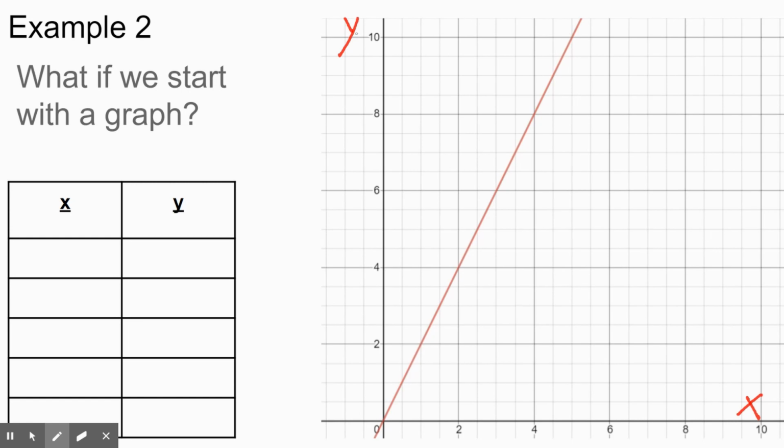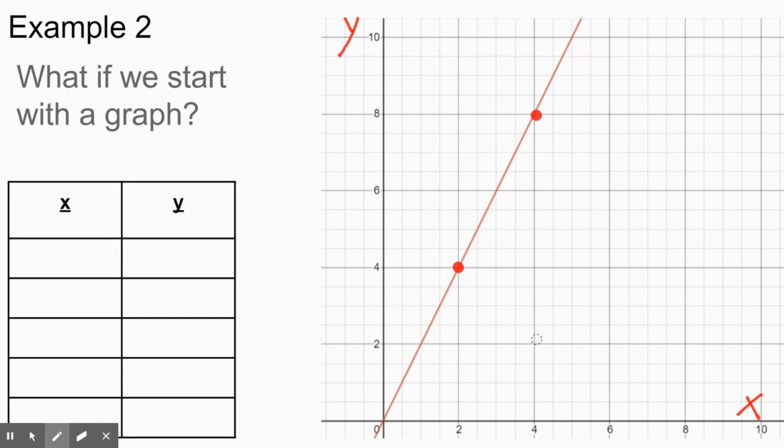And then what we need to do is actually make a table from this line. So what we're going to do is look for points that line up well. I can see that there's 2 and 4, so that can be a point. I see that we have 4 and 8, so that can be a point.